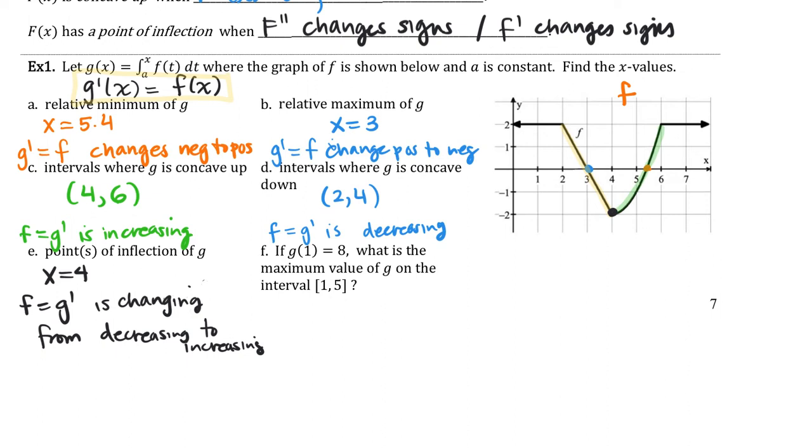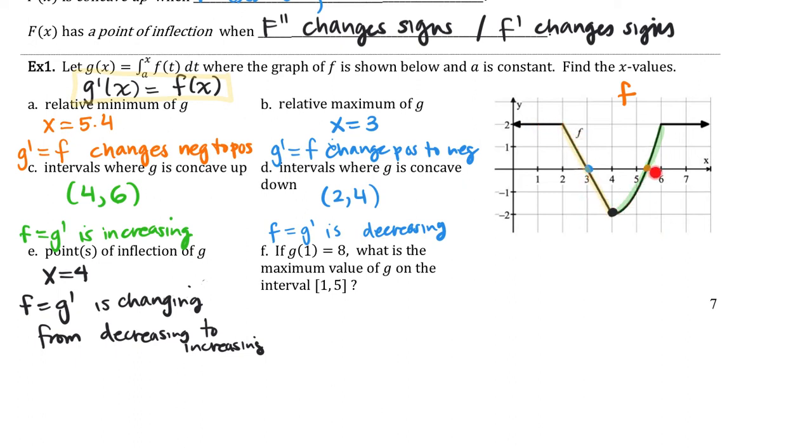Okay, last one. If G of 1 equals 8, what is the maximum value of G on the closed interval from 1 to 5? Okay, let's look at the graph. We want the maximum value of G, and this is a graph of F. F is G prime. So first, let's just consider where G has a relative maximum value on that interval from 1 to 5. So where's 1? 1 to 5 is from here to here.